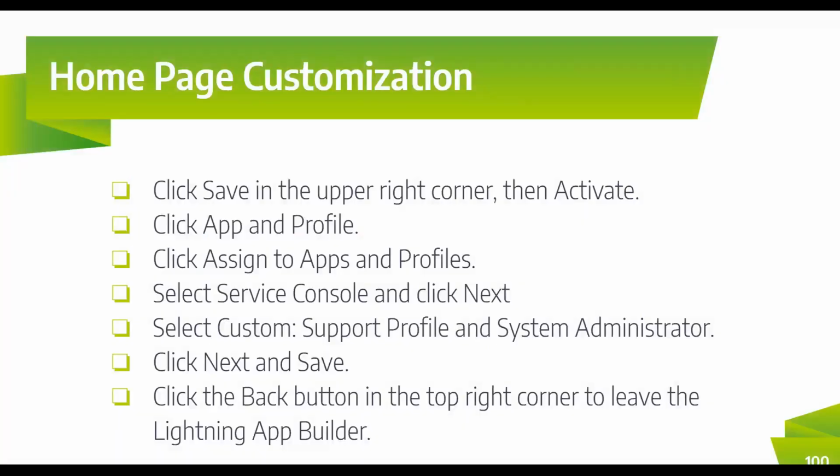On the top right corner, you can see the Activate button. I'm going to click on the Activate button, and it takes you to the app and profile page. On the right hand side, you can see the Assign to app and profile button. I'm going to click on that. Then it will show a list of apps. I'm going to select the service console, sales console, whichever you want, you can select it.